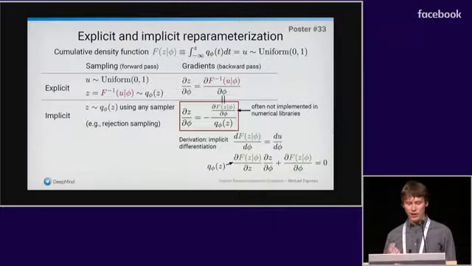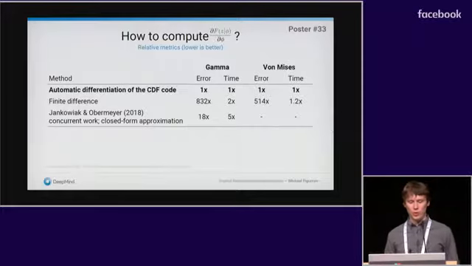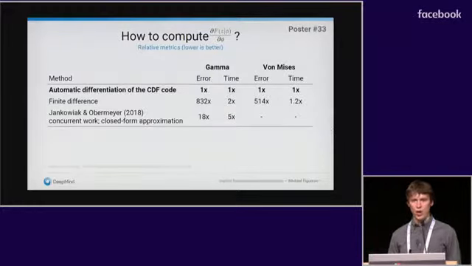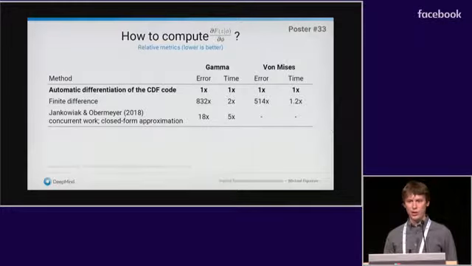However, the derivative of the CDF with respect to the parameter is often not implemented in the commonly used numerical libraries. So how can we compute this quantity? We notice that the CDF is often computed using a series expansion, such as Taylor series. So it is very easy to automatically differentiate the code for the CDF with respect to the parameter. We find that this approach performs best in terms of both speed and accuracy.